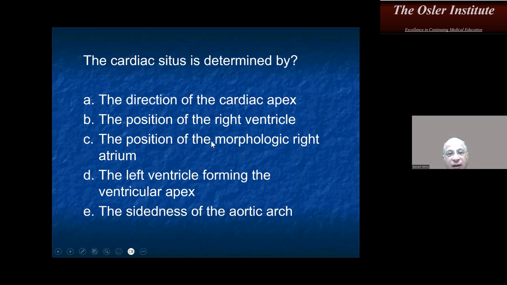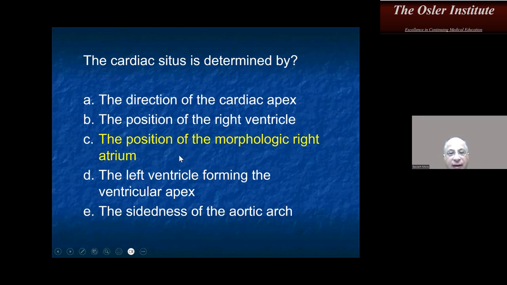The position of the RA, the LV forming the ventricular apex. So sometimes you don't have an LV and you still have a situs, so that's incorrect. The sidedness of the arch, well, whether it's a right arch or left arch determines other things, but this is the right answer.